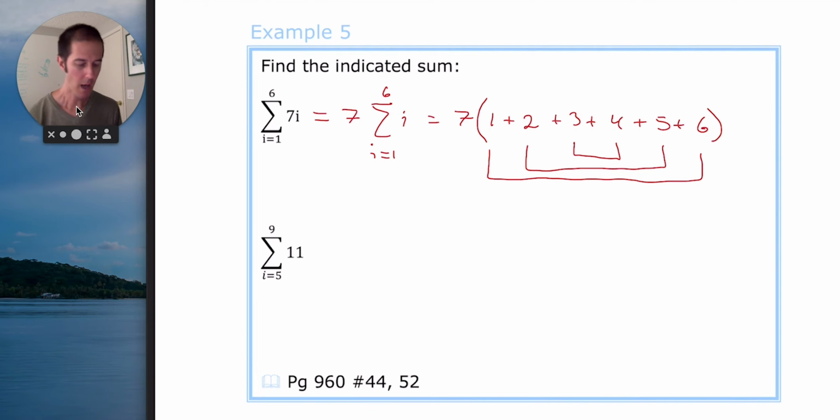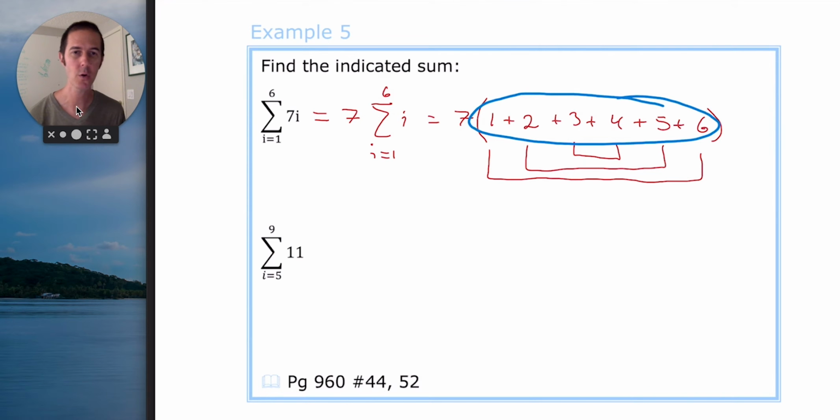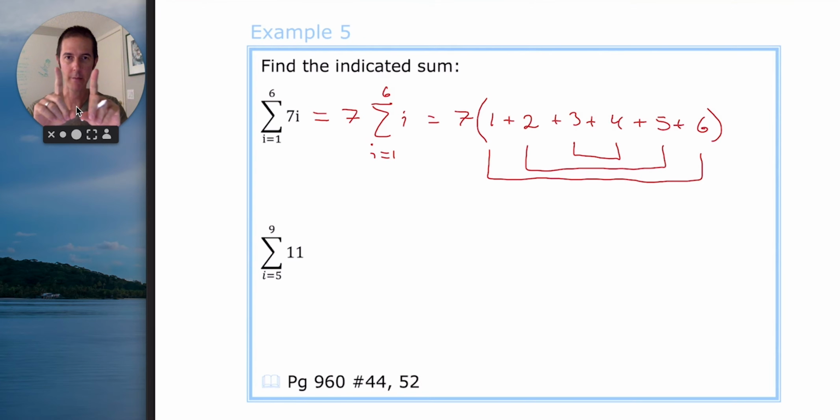How many terms? Terms are things that are being added or subtracted. How many terms are there in there? 6. Total of 6 terms. We paired them up. The 1 and the 6. The 2 and the 5. The 3 and the 4. We paired them up. How many pairs of terms are there? 3. We started with 6 terms. We had 3 pairs. How do you take a 6 and change it into a 3? You divide it by 2.